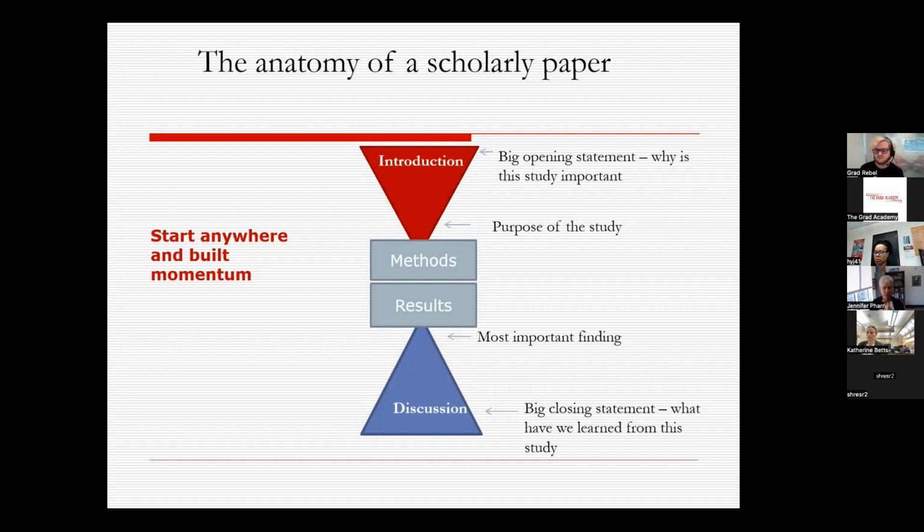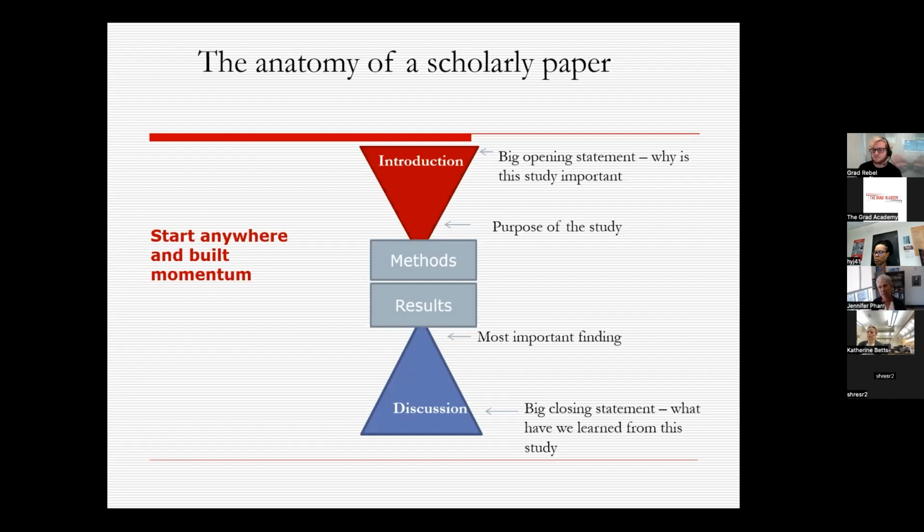The discussion is like a right side up triangle instead of the upside down triangle in the introduction. So you start with talking about what were the most important of your findings. What do these findings mean? Again, we'll talk more about the discussion, but then your discussion gets more broad as you go down through it, and you close with your big closing statement. What did we learn from this study? Okay, and we'll go through each of these separately.